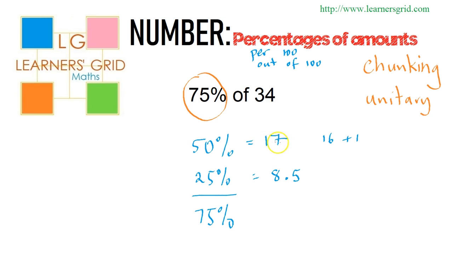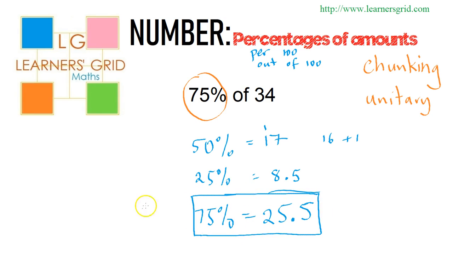Excellent. And here we have 17 plus 8.5. So 7 plus 8 is 15. That makes 25, and don't forget the 0.5. So 75% of 34 is, in fact, 25.5.